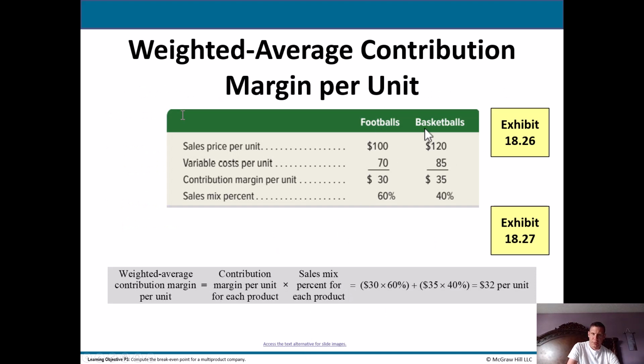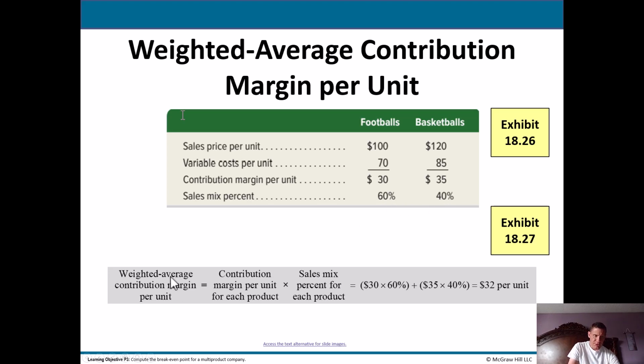So we have two products, footballs and basketballs. So we have the sales price for each, we have the variable cost per unit for each, and we have the contribution margin per unit for each. So we have a sales mix percentage of 60% and 40%. So they gave you those. Don't worry about trying to get those from those numbers. They gave you the 60% and the 40%.